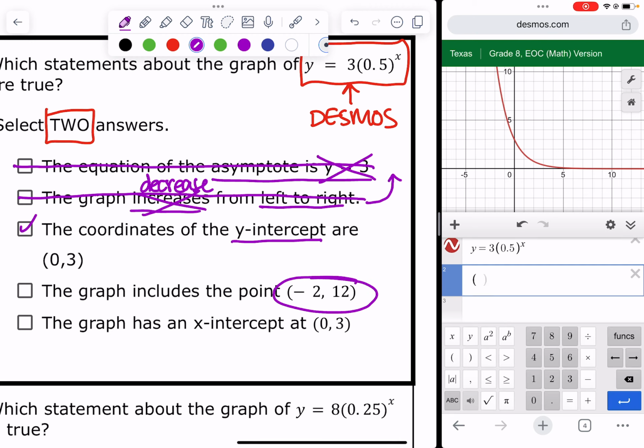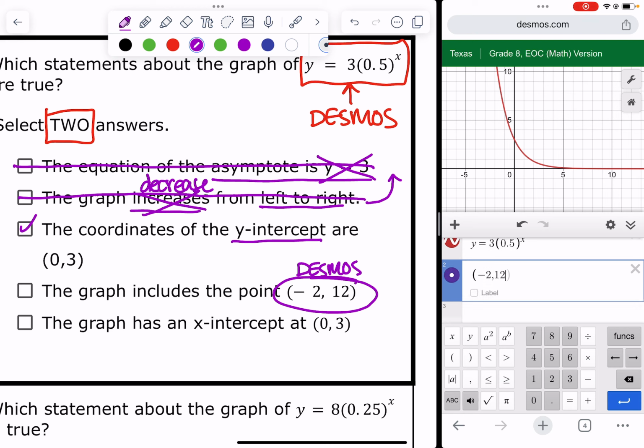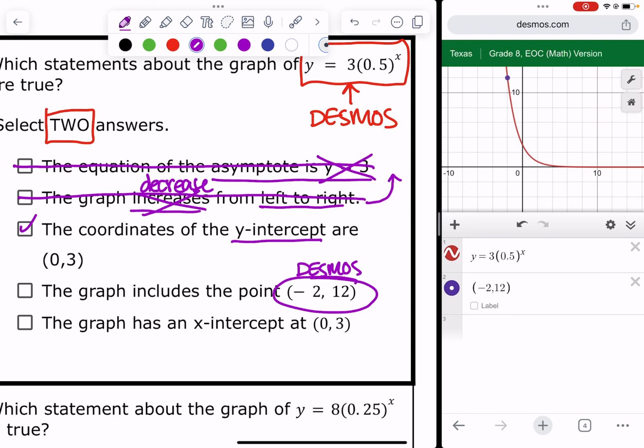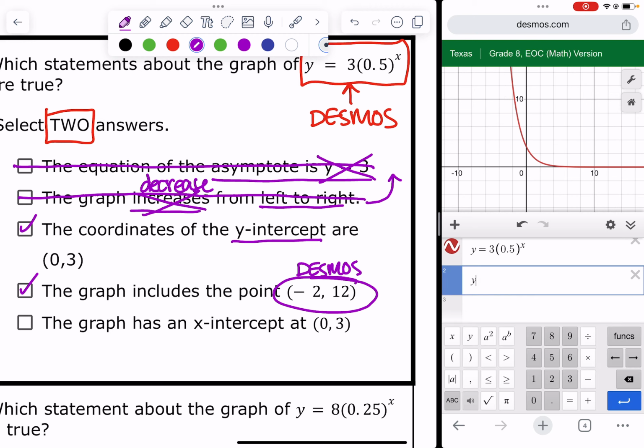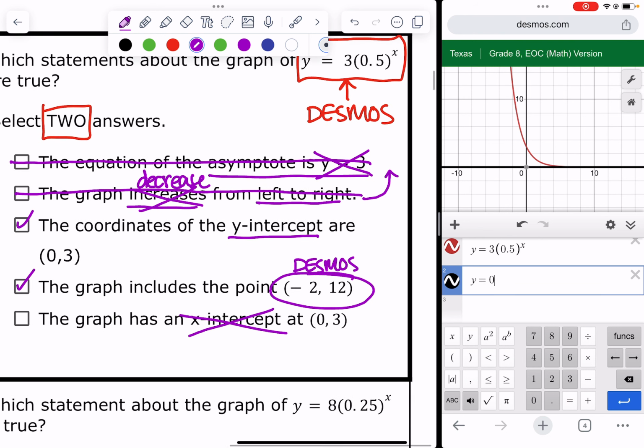Put that in Desmos. So you have -2, 12. And see how the point doesn't pop up? We're going to just zoom out a little bit. Oh, here it is right here. And it's on the line. So that is true. And remember, in this situation, our asymptote is y equals 0. So we would never have any x-intercepts because our x-axis is the asymptote.